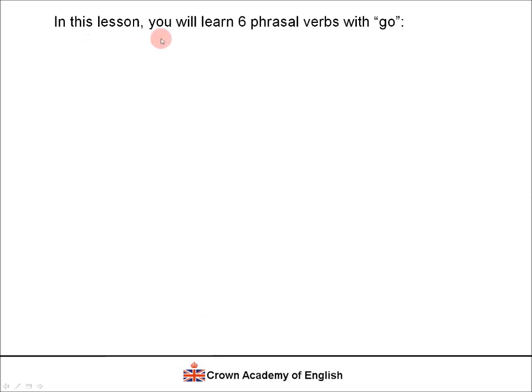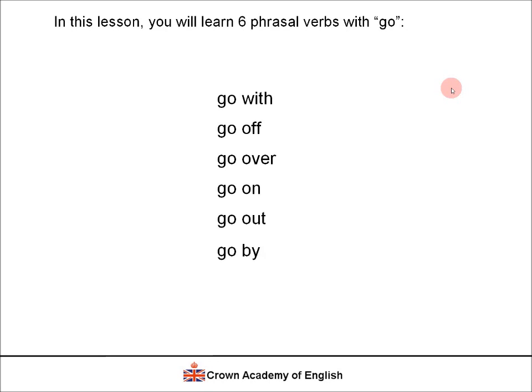But in this lesson, you will learn 6 phrasal verbs with go. So here is the list. You will learn go with, go off, go over, go on, go out, and go by. So these are all phrasal verbs with the verb go. And the meaning of these 6 phrasal verbs is very, very different to the normal meaning of go by itself. So let's start with go with.